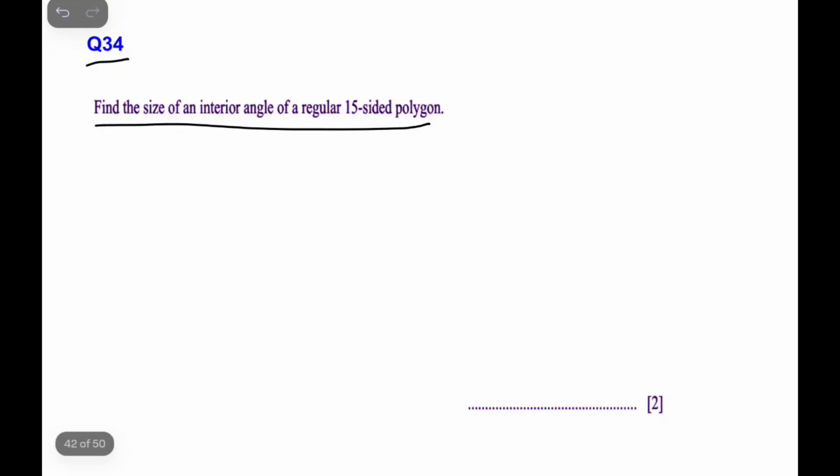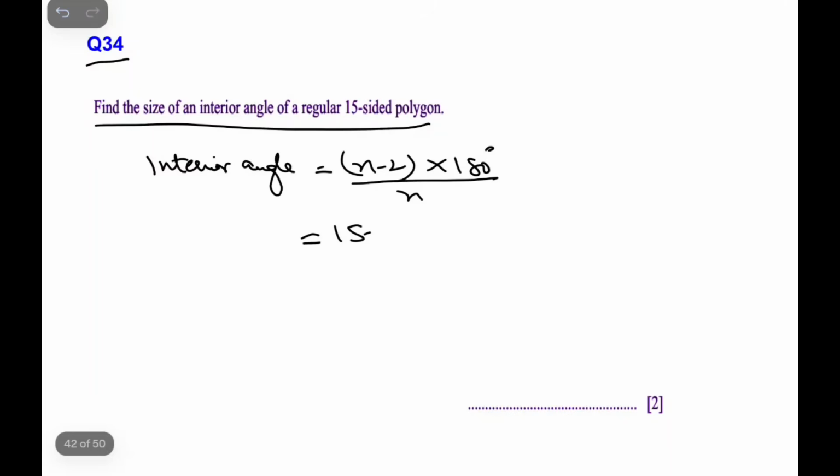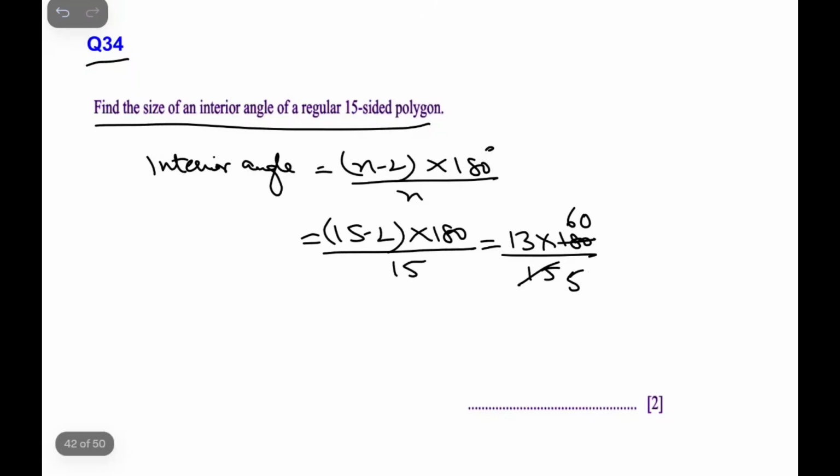Question number 34. Find the size of the interior angle of a regular 15-sided polygon. Now we know that the interior angle is equal to n minus 2 times 180 degrees upon n, where n is the number of sides. Here it is 15, so 15 minus 2 times 180 upon 15, so it will be 13 times 180 upon 15. So 3 times 5 is 15, here will be 60, 1 and 12, 12 times 15 will be 156.